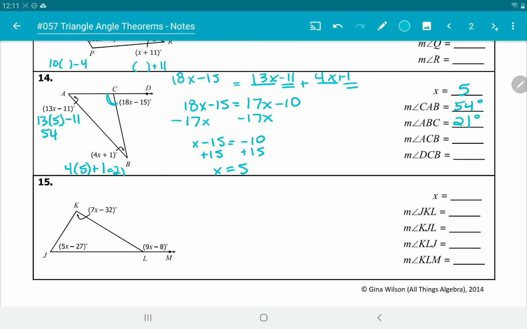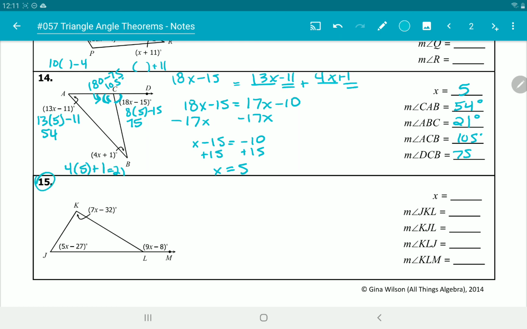ACB, we're not really sure how to get yet, but we can go ahead and figure out what DCB is. So that's going to be 18 times 5 minus 15, which is going to give us 75. And then if we know that this angle right here is 75 degrees, this one's going to be 180 minus 75, which is going to give us 105 degrees.